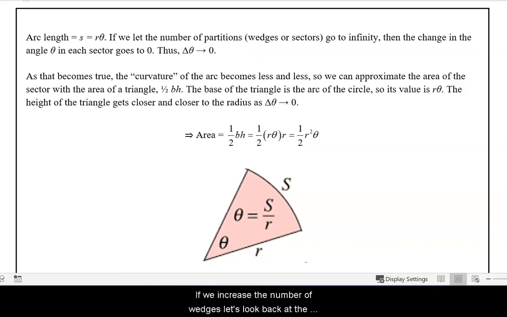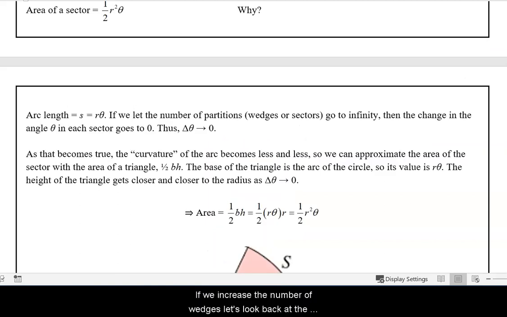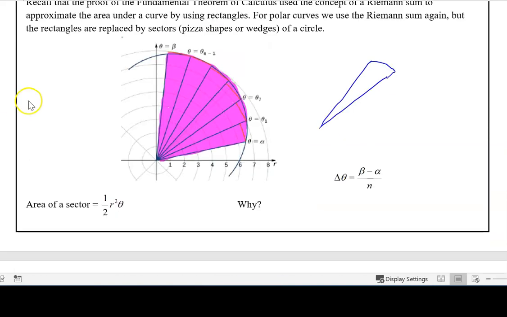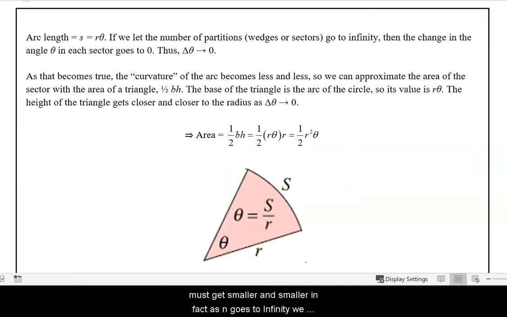If we increase the number of wedges, let's look back at the previous picture. If I'm not changing the pink shaded area, but I use more and more wedges, then each wedge's change in angle must get smaller and smaller. In fact, as n goes to infinity, we will allow delta theta to go to 0.